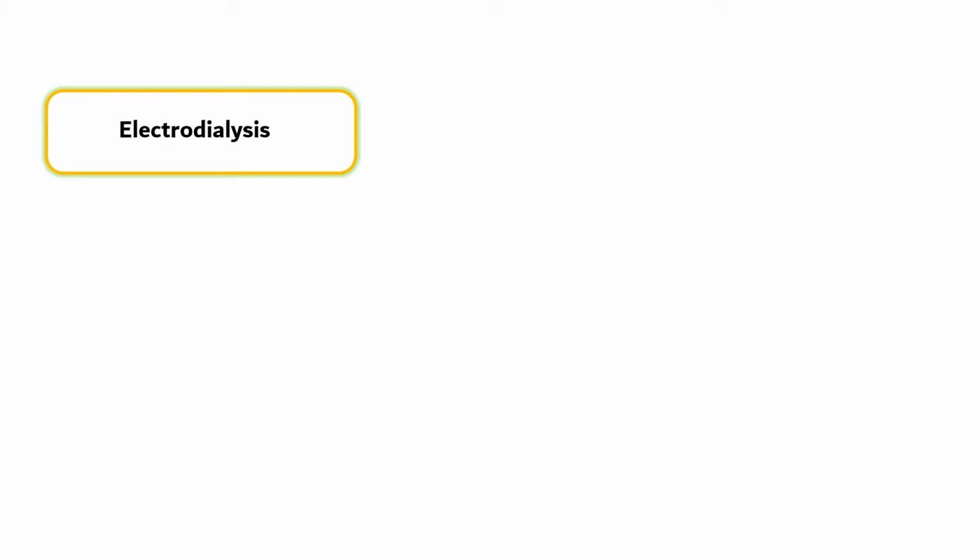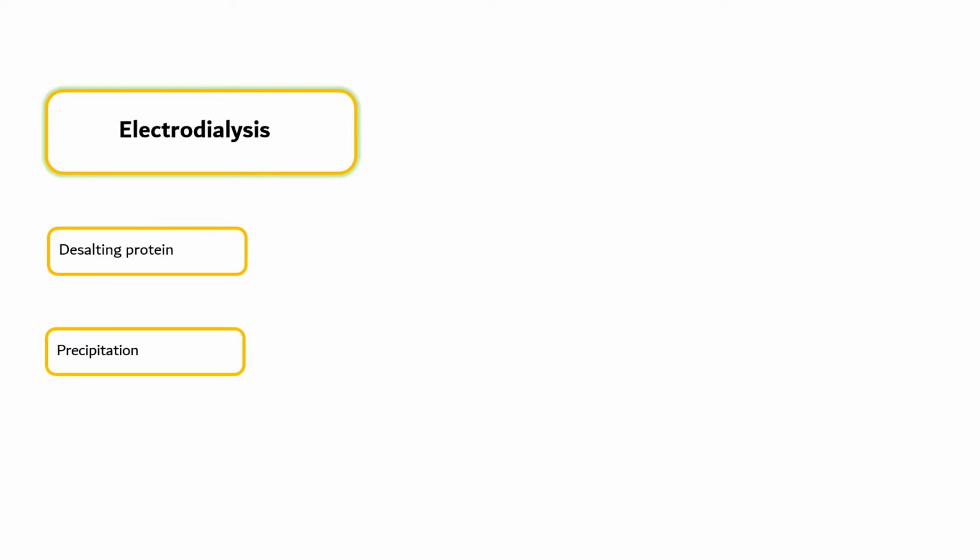Electrodialysis is largely used for desalting protein solutions. Electrodialysis is most commonly coupled with precipitation, where large quantities of salts are added to protein mixtures to precipitate some of the proteins. Later, the salt and remaining soluble proteins must be separated, often by electrodialysis.